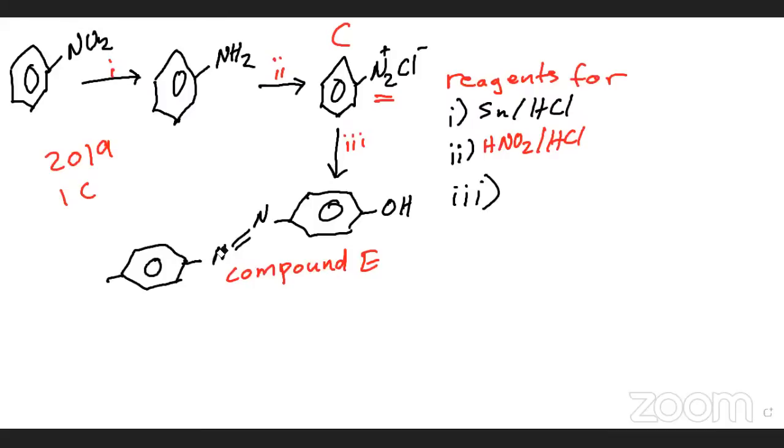Right. So how do we get an azo dye? Remember we add the diazonium salt. We have it already here. So what would you react the diazonium salt with to get this compound? Phenol. Right. Phenol, sir. That is correct. All right.